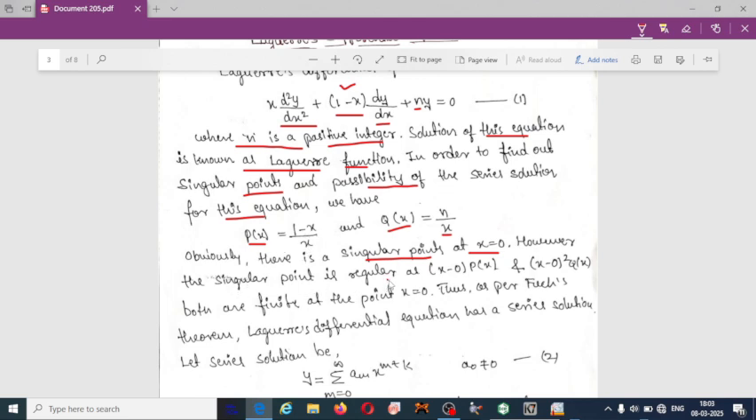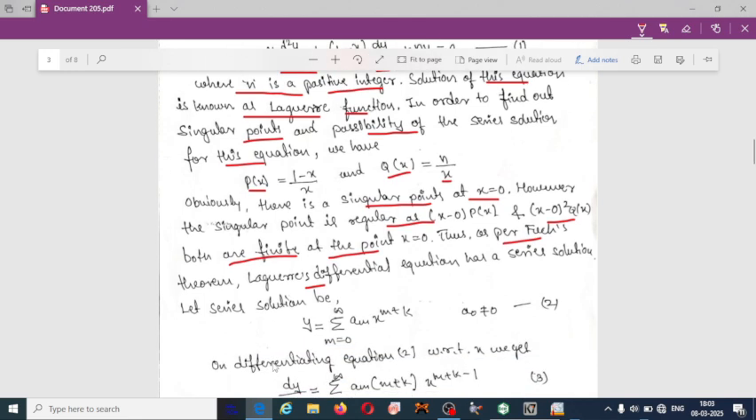The singular point is regular, as (x minus 0) p of x and (x minus 0) squared q of x are both finite at the point x equal to 0. Thus, as per Fuchs theorem, the Laguerre differential equation has a series solution. Always, any of the special functions have a series solution. That is, the power series method we have to use to solve any of the special functions. So here for the Laguerre function also we can use the power series method.